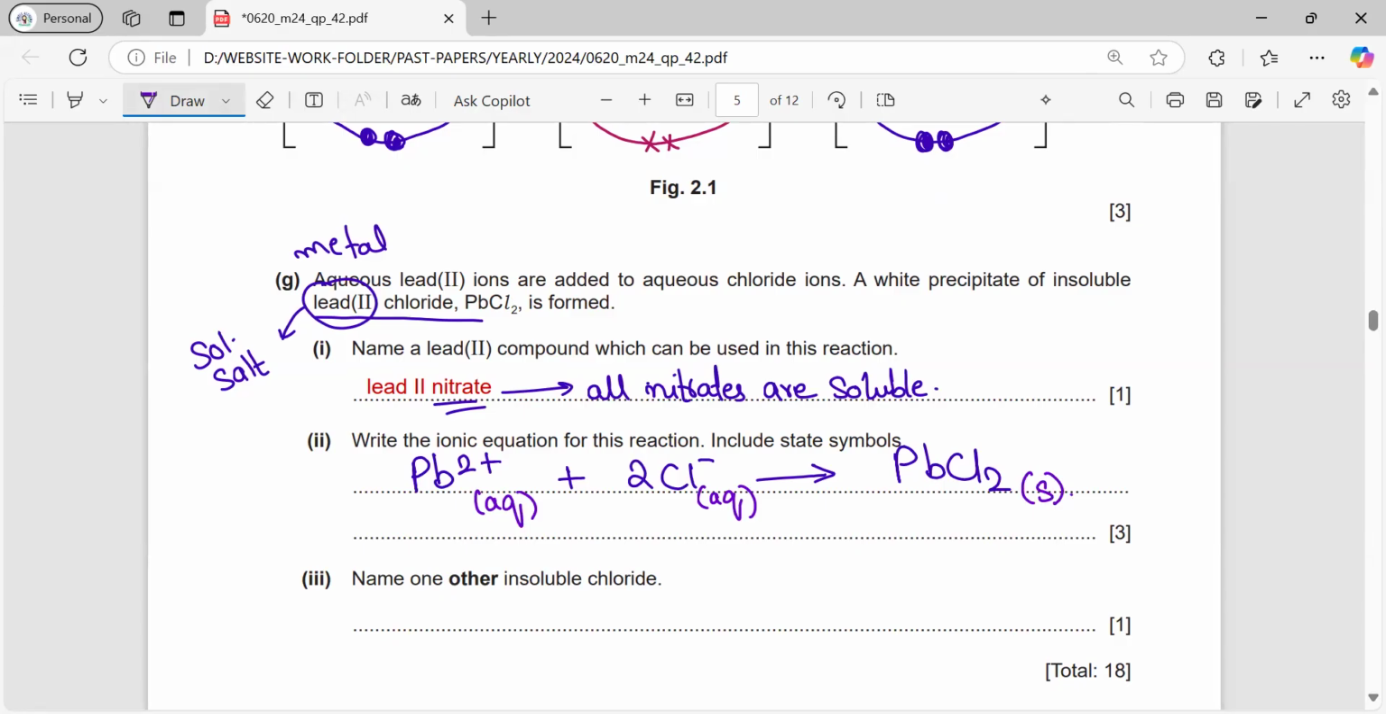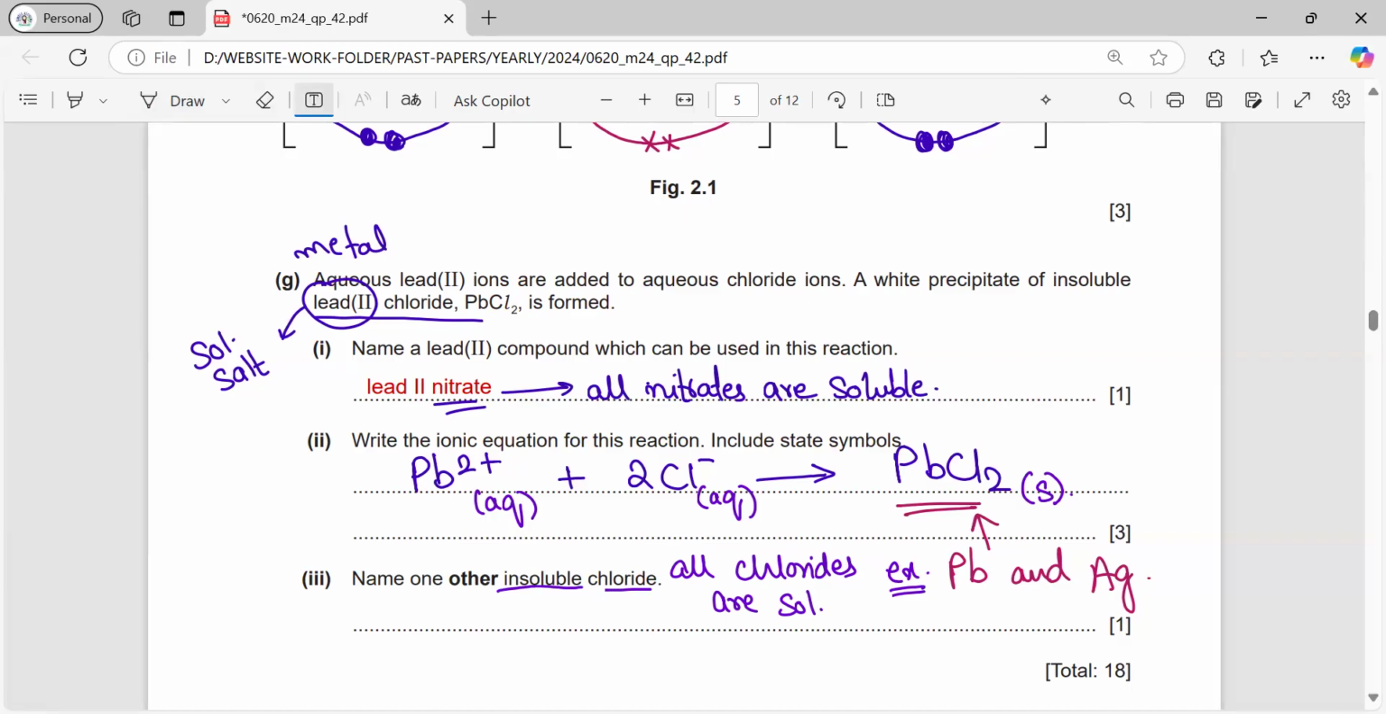Name one other insoluble chloride. We have to write an insoluble chloride. So all chlorides are soluble. If you know that, what are the exceptions? All chlorides are soluble except the chloride of lead and silver. So lead chloride is written here in the question that it is insoluble. The second will be silver chloride. So we can write silver 2 chloride or just silver chloride.